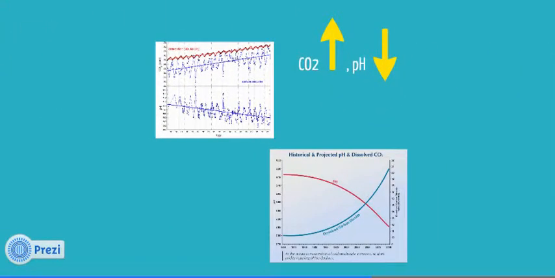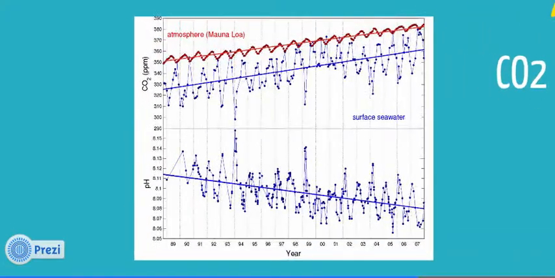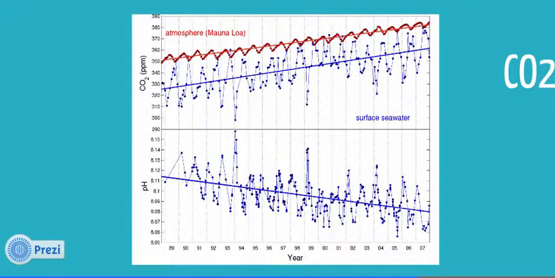Here are two graphs to show you more about what I mean: when carbon dioxide is increasing, pH is decreasing. Here's an example from Mauna Loa, which is in Hawaii. As you can see, every year CO2 emissions have been increasing in the atmosphere. At the same time, pH has been decreasing in the oceans.